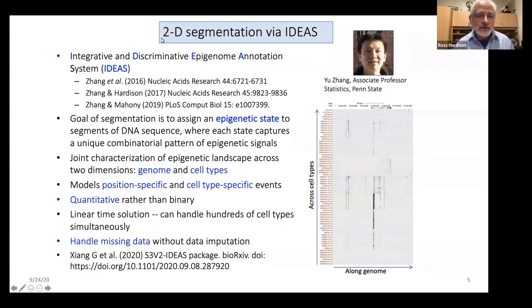This is a two-dimensional segmentation that's done by a system called Integrative and Discriminative Epigenome Annotation System, IDEAS. The object is to assign each genomic interval to an epigenetic state that itself is a unique and commonly occurring combination of epigenetic signals, such as histone modifications, nuclease accessibility, and so forth. What is powerful about IDEAS is it does the segmentation jointly, learning both along the genome and across cell types. This preserves position-specific information and gives you greater precision in finding cell type-specific events. It treats the data as a quantitative variable rather than a binary one, and can handle missing data in an elegant way that's explored in this paper from Shang and Mahoney. And this is our most recent package that you can access via that bioRxiv article.